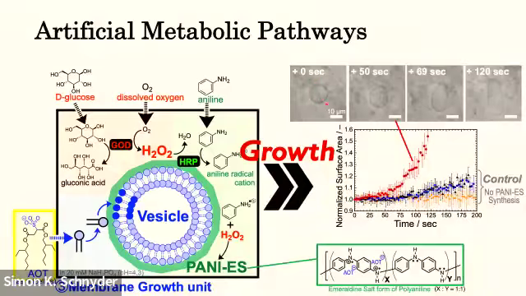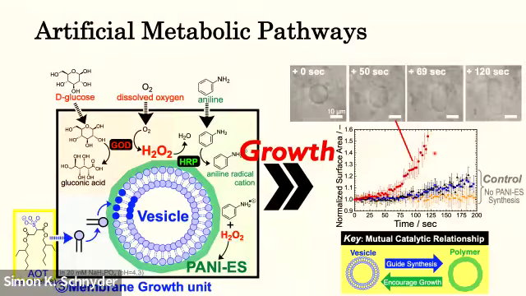Then under such a steady flow and chemical reactions, the supplied AOT molecules are incorporated into the vesicle membrane. Then the vesicle membrane shows radical membrane growth like this. And compared to the control experimental system that does not synthesize the PANI-ES system, the vesicle growth coupled with the PANI-ES synthesis, or coupled with the chemical reaction network, shows exponential membrane growth like this.